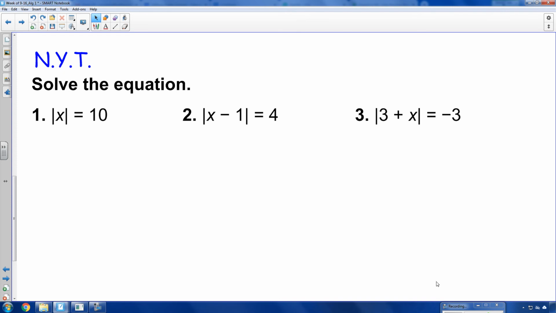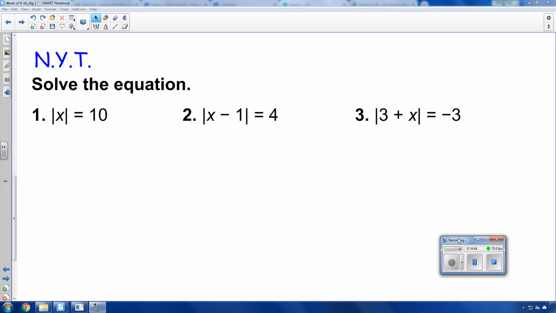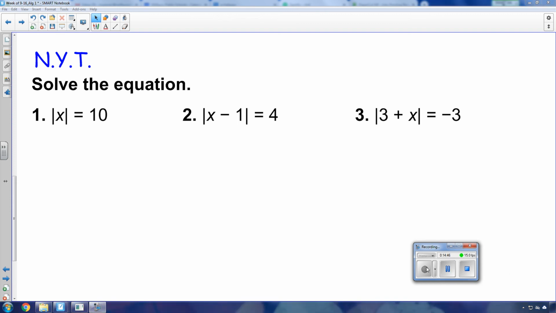Okay, so it looks like these now you tries came out pretty good. I'm going to say the answers. If you've done the problems and paused the video, get ready. The answer to 1 is 10 and negative 10, both answers. The answer to 2 was 5 and -3, 2 answers, 2 lines, 2 answers. And 3 was no solution because you can't have it come out to a negative.